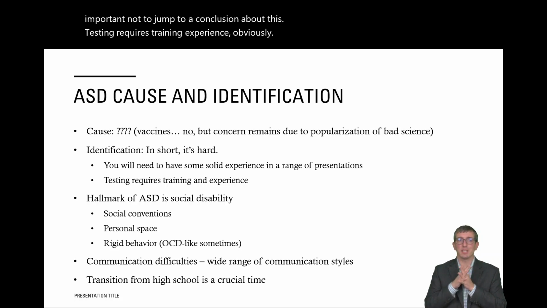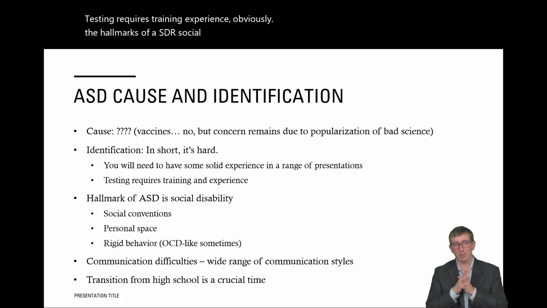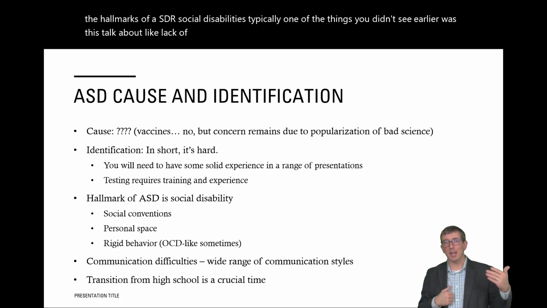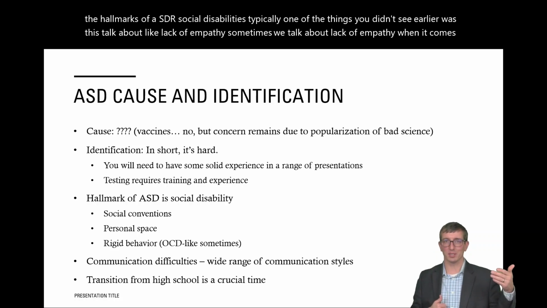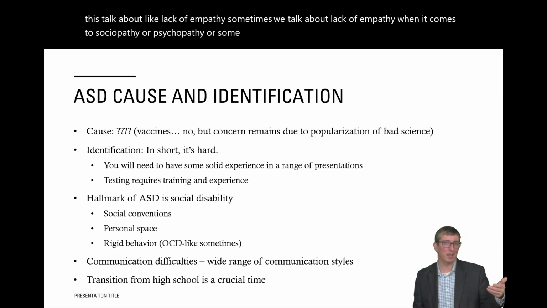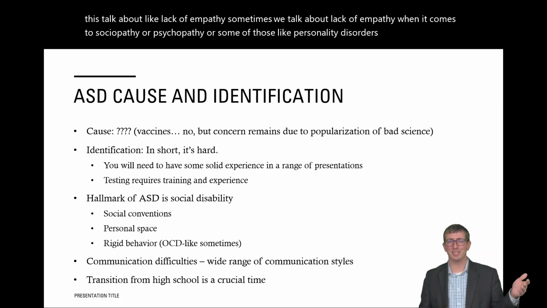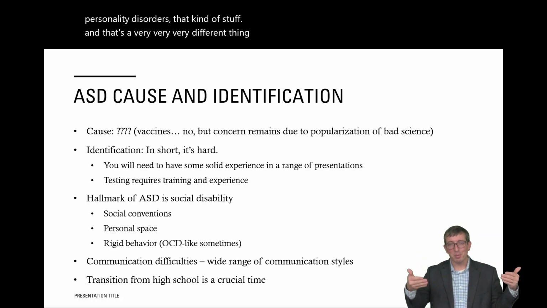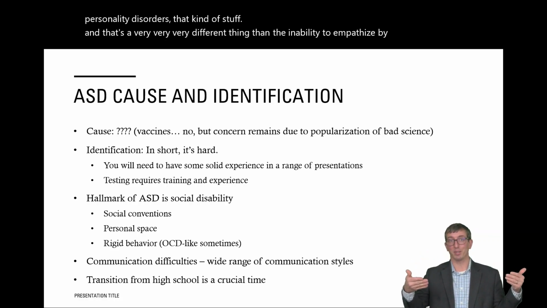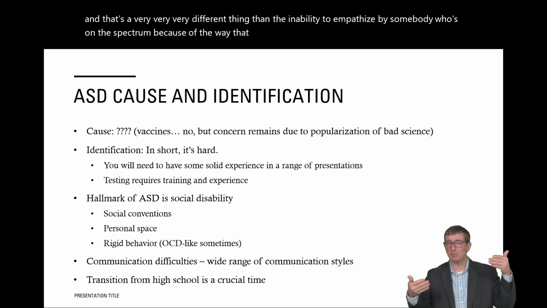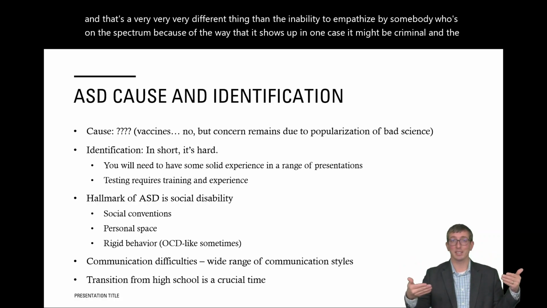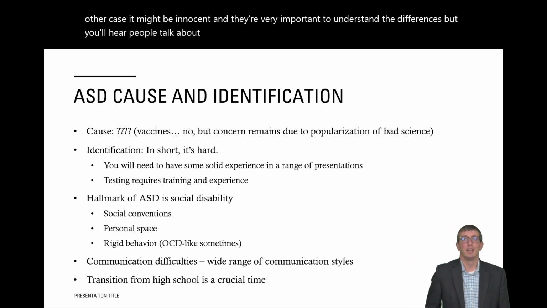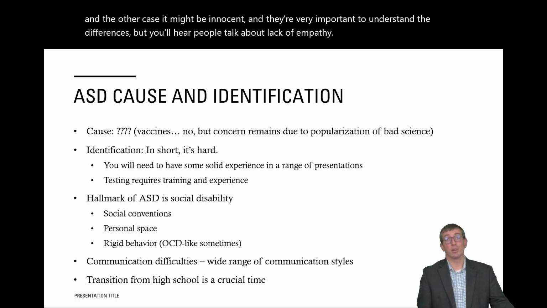The hallmarks of ASD are social disabilities, typically. One of the things you didn't see earlier was this talk about lack of empathy. Sometimes we talk about lack of empathy when it comes to sociopathy or psychopathy or some of those personality disorders, narcissistic personality disorders, and that kind of stuff. That's a very, very different thing than the inability to empathize by somebody who's on the spectrum because of the way that it shows up. In one case, it might be criminal, in the other case, it might be innocent. It's very important to understand the differences. But you'll hear people talk about lack of empathy. It's the way that it might show up with somebody on the spectrum.